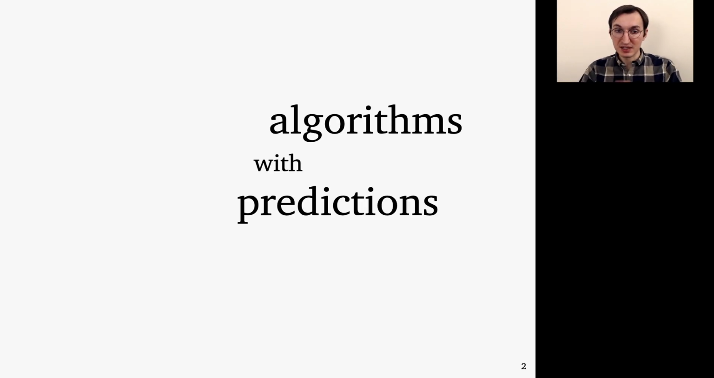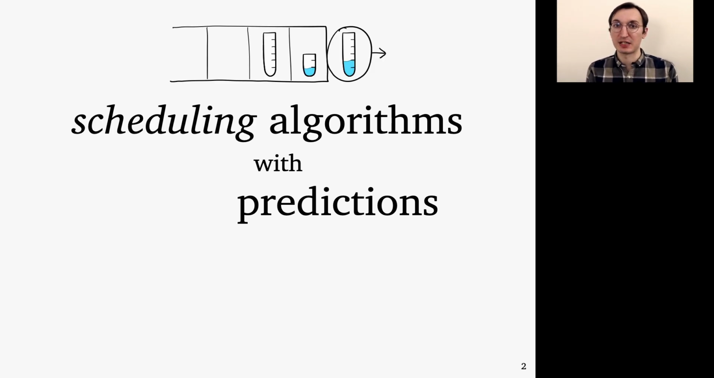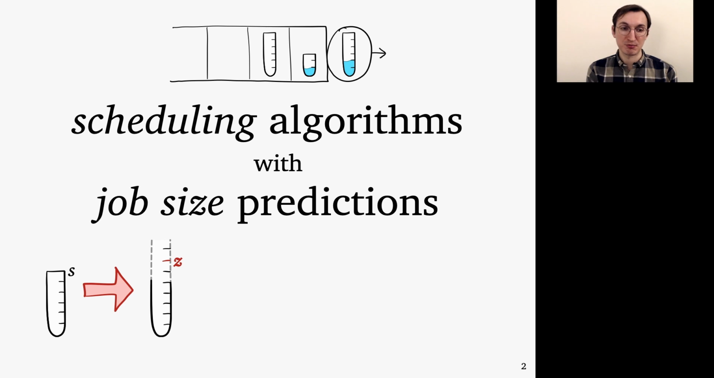So, to set the scene, our work fits into the area of algorithms with predictions. Specifically, we're thinking about scheduling with predictions. So, we're thinking about jobs in a queue and deciding what order to serve the jobs in to minimize their average delay. And the type of predictions we're going to be working with are job size predictions. That is, predictions about how long each job will take to serve.